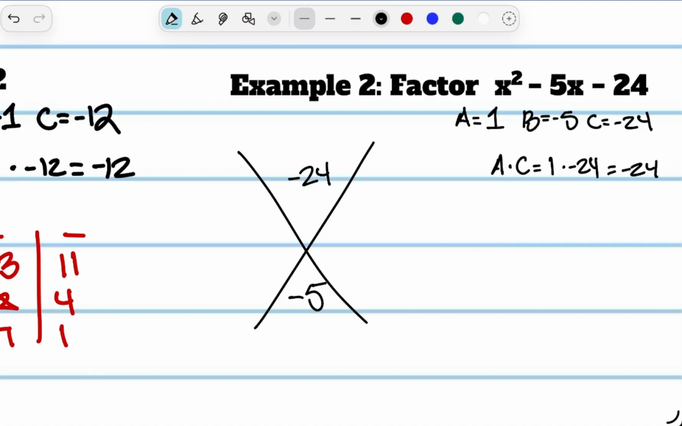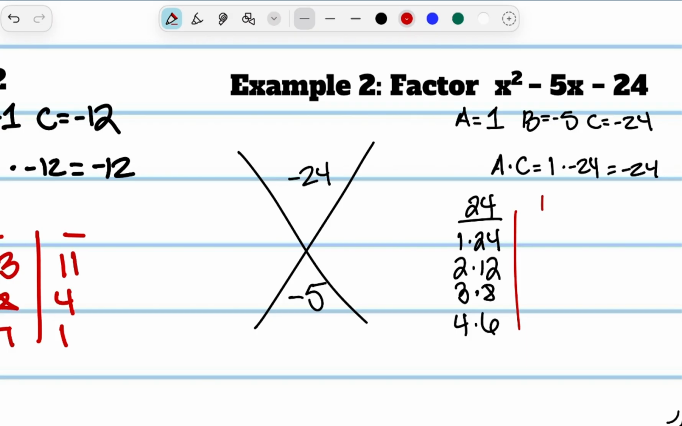All right, now that we have our x set up, we can go ahead and find the factors that will give me 24. Now this is all the times tables that I need for 24, like 1 times 24, 2 times 12, 3 times 8, and 4 times 6, okay? Now once we get all our factors of 24, we're going to make our columns with the plus and the minus. So we can see which one will give us the -5 or 5 that we need.